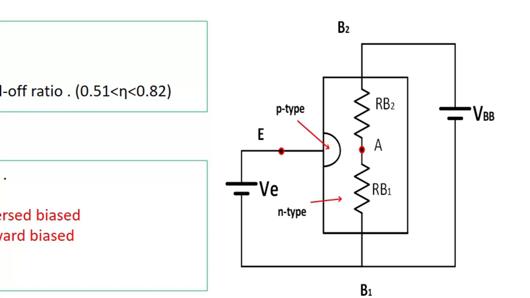Two conditions are there to make the UJT on. If the potential at point A is more than the emitter potential, then it will be reverse biased. We have to make the potential at E more than the potential at A, and only then will it be forward biased. So VE, the emitter voltage, must be more than eta VBB, that is, the potential across AB1.